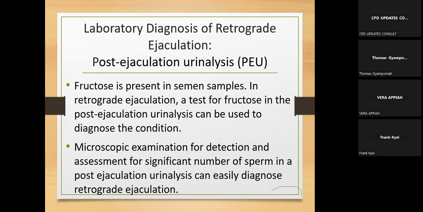So with this, your physical examination is very simple. The urine should look cloudy. So if the urine is clear, then that in itself is likely to rule out retrograde ejaculation. I'm hoping that you are following the discussion. So I'm saying for every urinalysis, you're going to do physical examination, chemical examination, and then the microscopy.